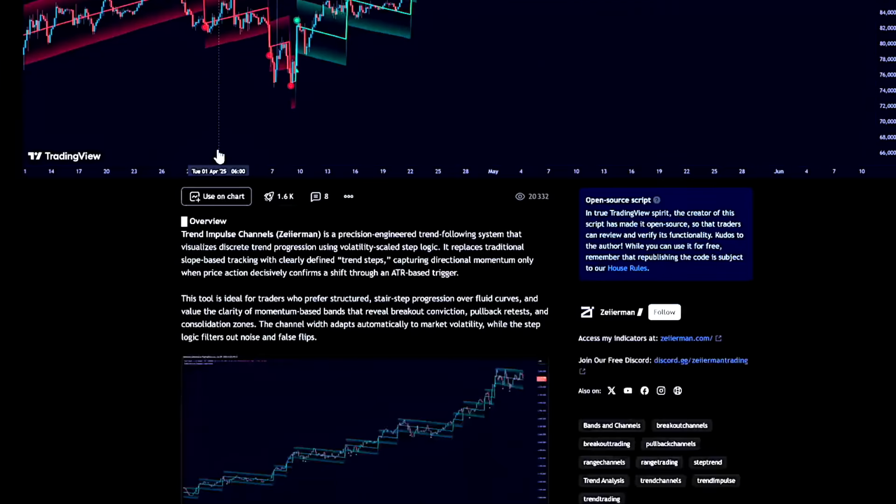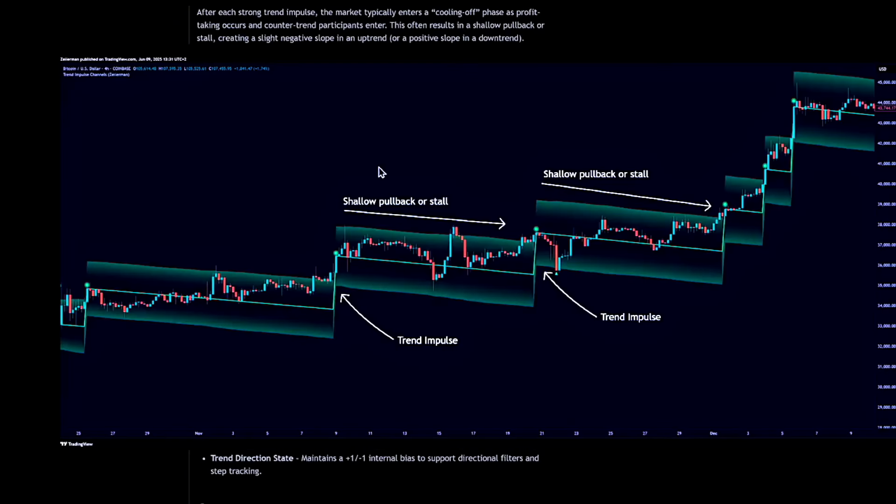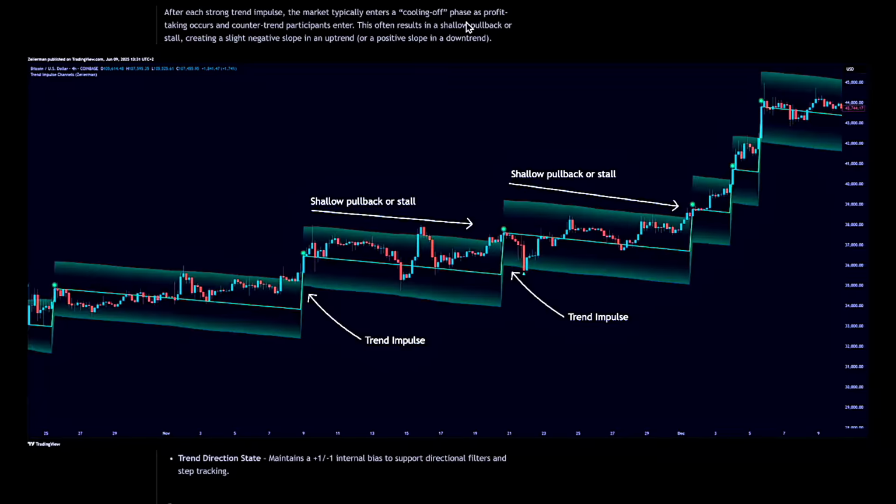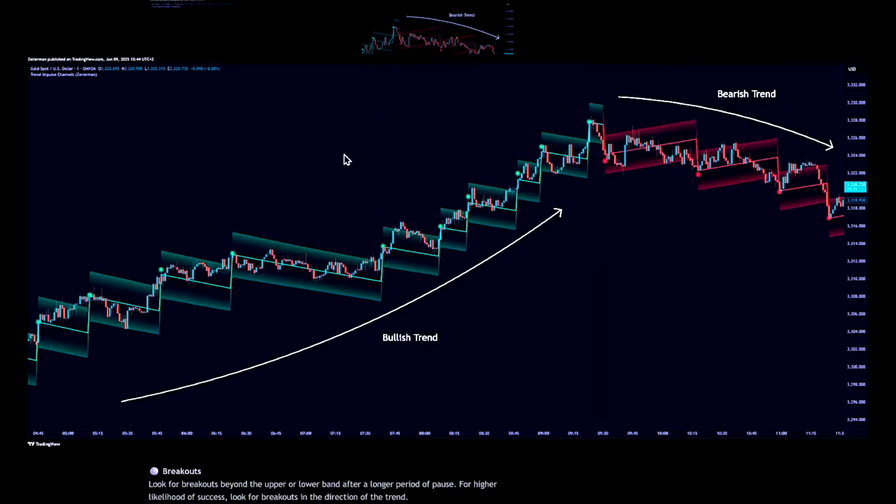In this video, I'll break down what this indicator is all about and how you can put it to work in your trading. It's built to give you a fresh angle on spotting and following trends, moving away from those smooth, curvy lines you usually see, and instead laying out price action in a more structured, almost stair-step style.